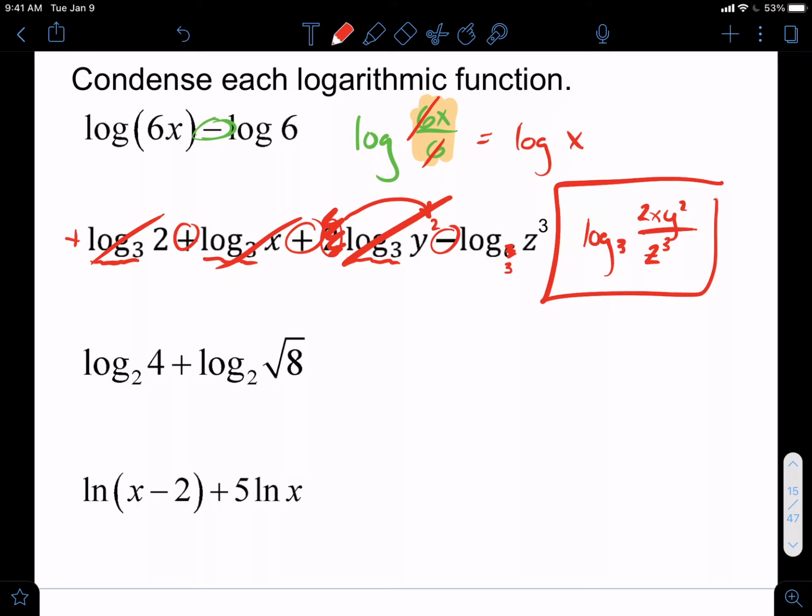Looking at the next one, a little bit easier to look at, I think. So first thing I notice is that we're just adding over here. These are both log base 2. There's no coefficients or exponents to consider here, so we're good. So we're going to come over here, log base 2. The positive one will go on top. Actually, they're both positive, right? So since it's a plus, they're just multiplying. So this is 4 times the square root of 8.